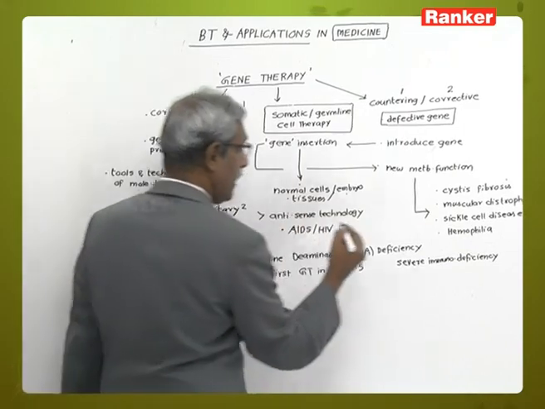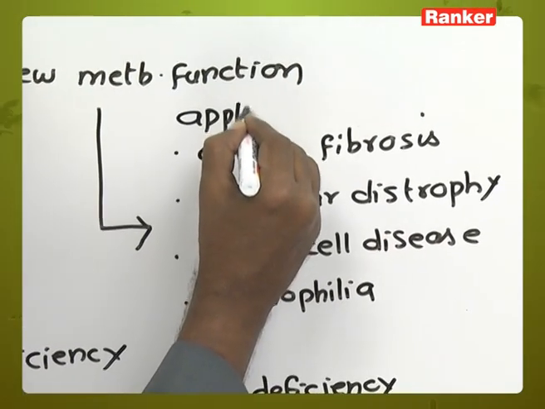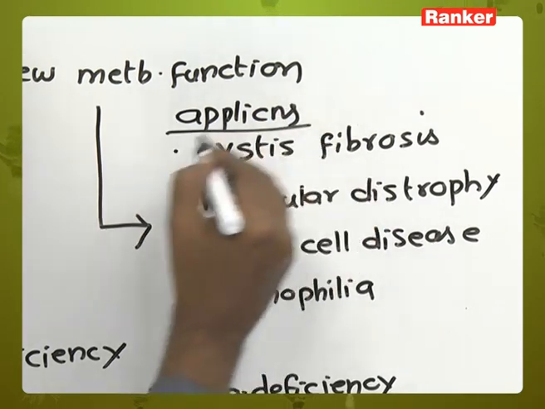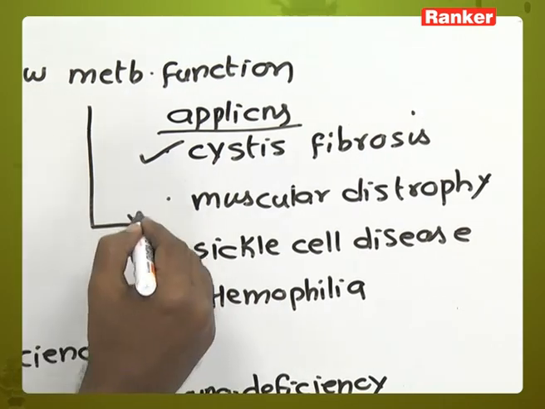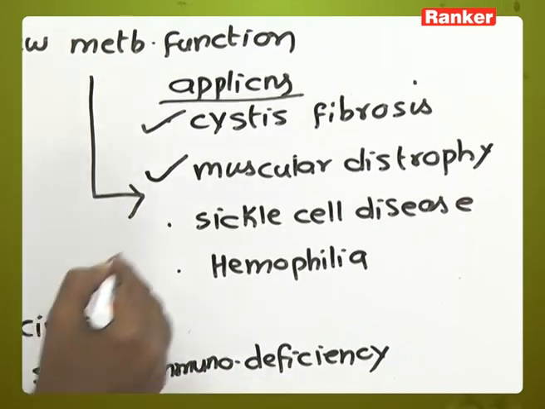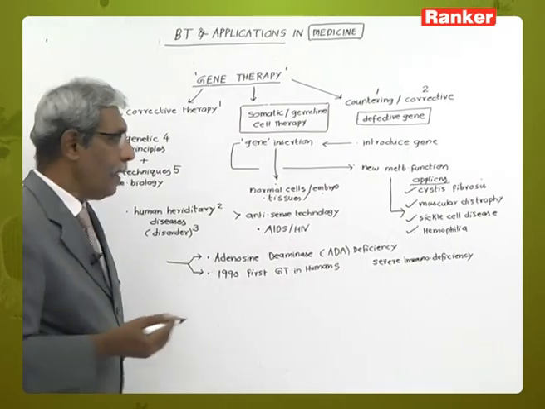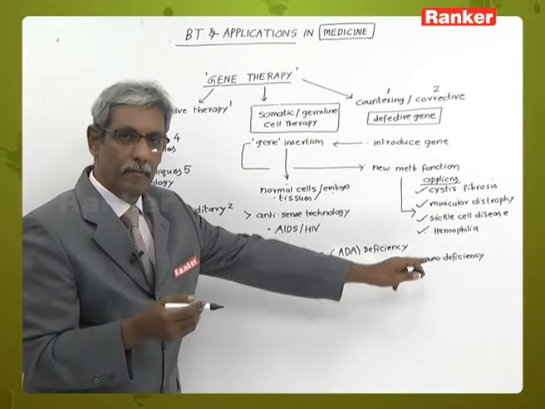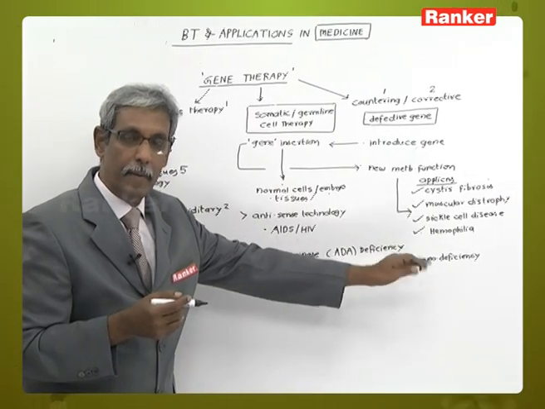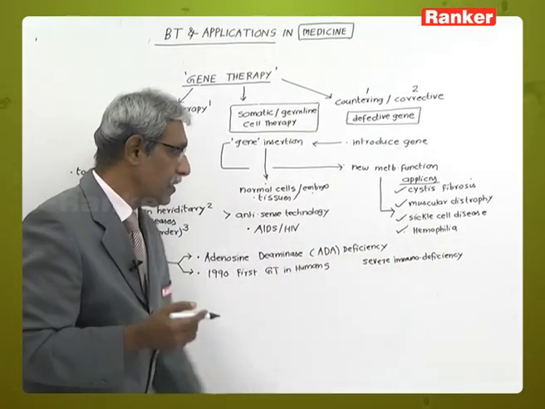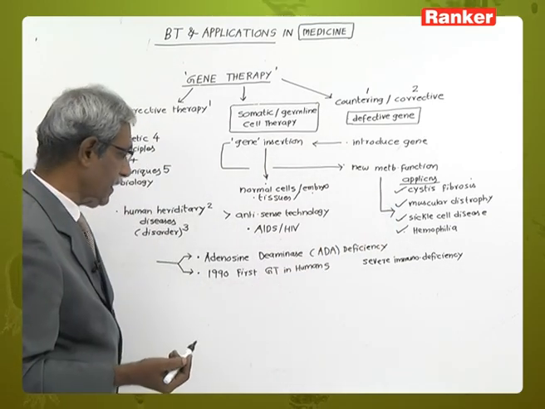So, gene therapy has applications in the treatment of cystic fibrosis, muscular dystrophy, sickle cell anemia, and also hemophilia, wherein these are all very famous and popular human diseases. So, you can have a solution to all these particular things.